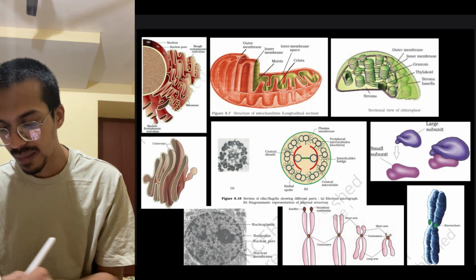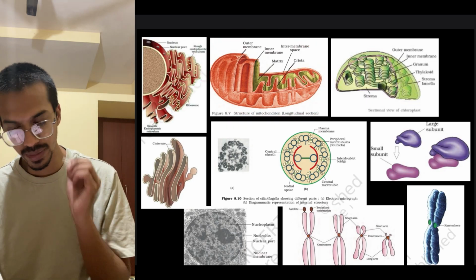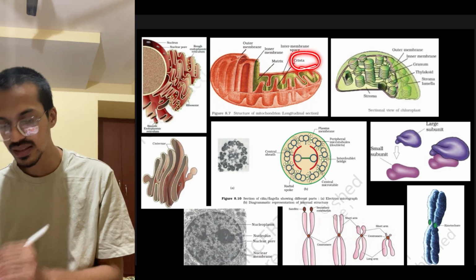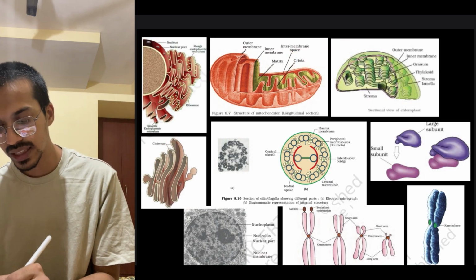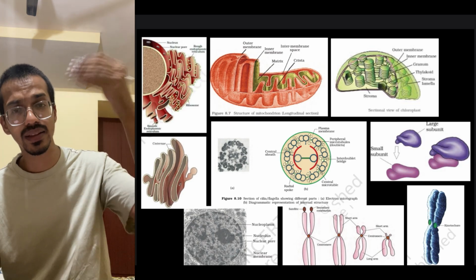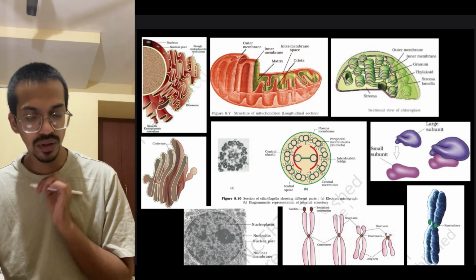Moving on to the next one, the mitochondria. In mitochondria you have double layers, outer membrane and inner membrane. Inner membrane is folded into cristae. So this is cristae, this is cisternae. Very important, you should know the differences. Then in between this area is the matrix, and the area between the outer and the inner membrane is called the intermembrane space.